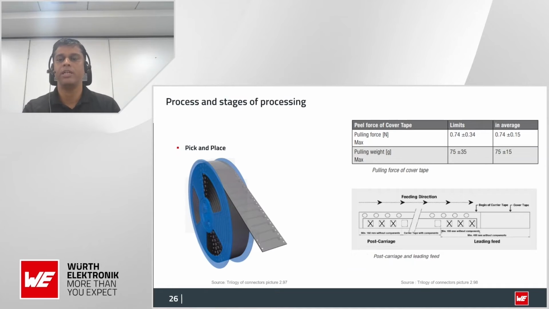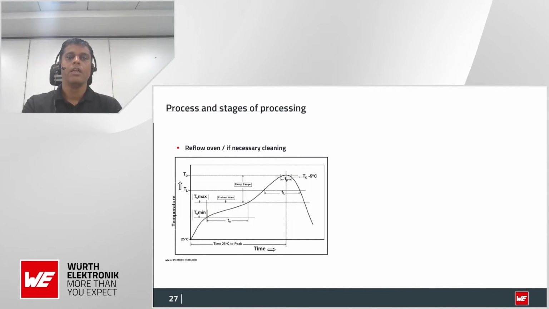The post and the limiting carriage are all defined in the data sheet of the particular components you are using when it comes to Würth Elektronik. And the most important thing is the reflow oven. This is very, very important, how the component gets assembled. So what exactly is the temperature?